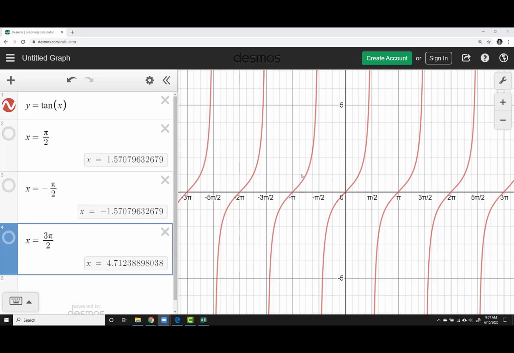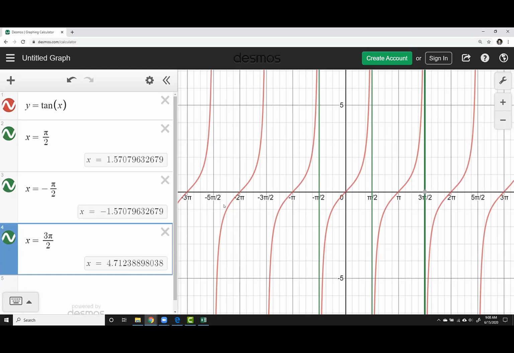Now, I want to show you guys that we do have vertical asymptotes here. So notice at pi over 2, which is over here, okay, where cosine is 0, notice we do have a vertical asymptote. In fact, we have a vertical asymptote at every odd multiple of pi over 2. So negative pi over 2, 3 pi over 2. So because we're dividing by cosine, we're getting all of these vertical asymptotes whenever cosine is 0.